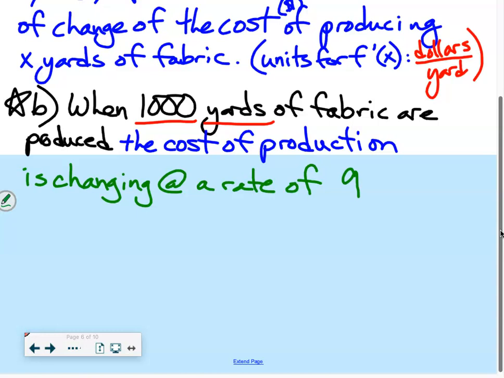And then what are our units for this derivative? Dollars per yard. So it's your f prime value with units. So: input value with units, say what the output represents, changing at a rate of, derivative value with units.